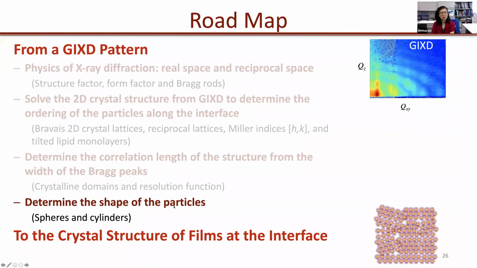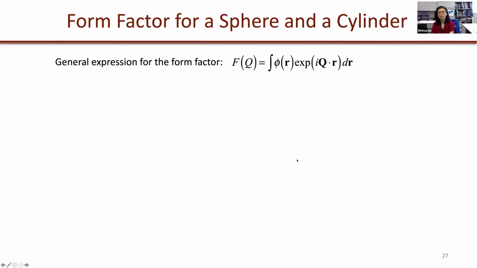Okay, so the last part of the talk is about determining the shape of the particles from the diffraction pattern. Recall that we defined the form factor, that is the Fourier transform of the electron density function of individual particles.